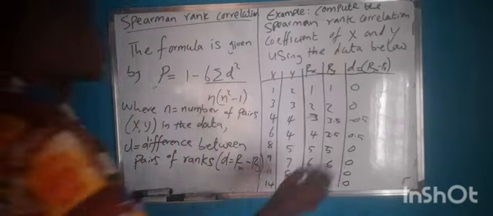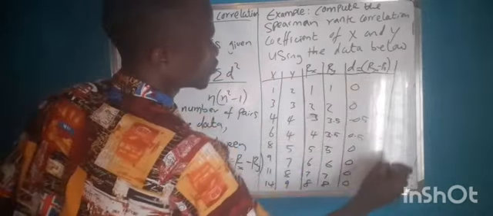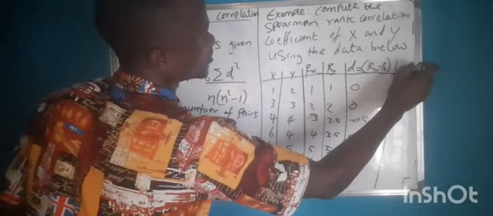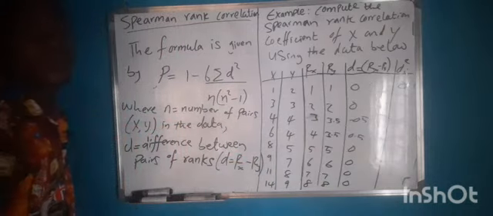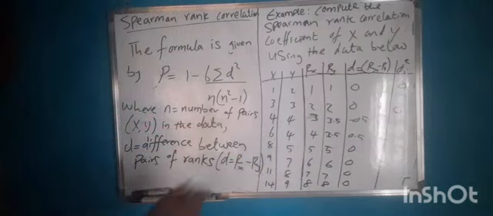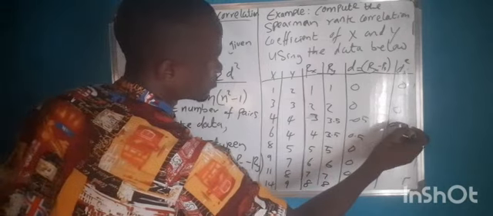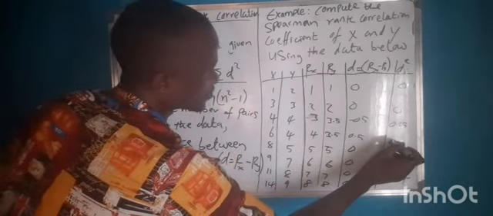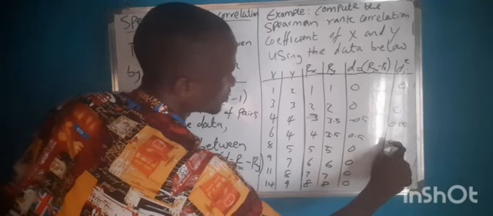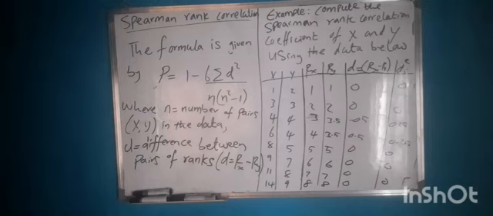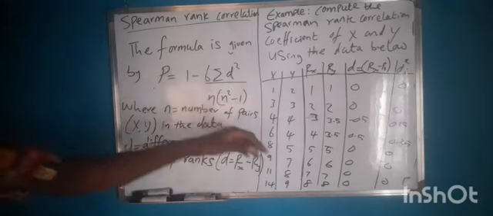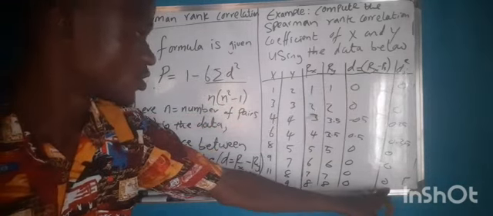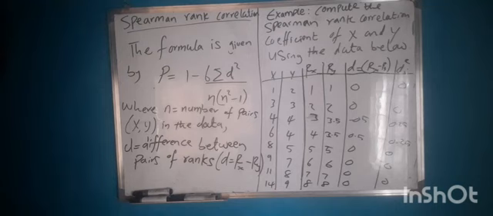Now, the next thing is our d squared, which is each of these squared. 0 squared will give us 0. 0 squared will also give us 0. Minus 0.5 squared will give you 0.25. 0.5 squared will give us 0.25. 0 squared gives 0, 0, 0. The formula says rho is equal to 1 minus 6 summation of di squared, which means we are going to sum our di squared from this to this. If you sum them, it will give us 0.5.